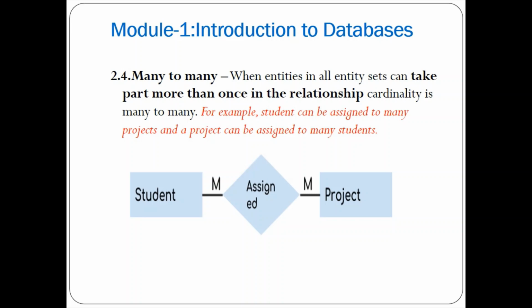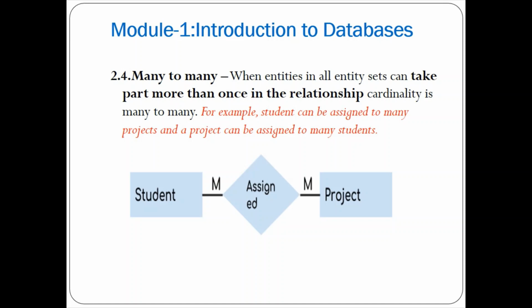Let us take an example of many to many cardinality ratio. Here there are two entities, student and project. By seeing this ER diagram, we can say that a student can be assigned to many projects and a project can be assigned to many students. This is what we call an example for many to many.